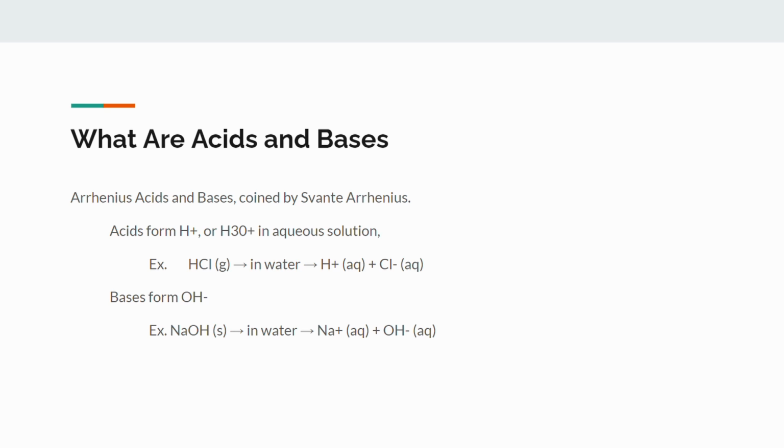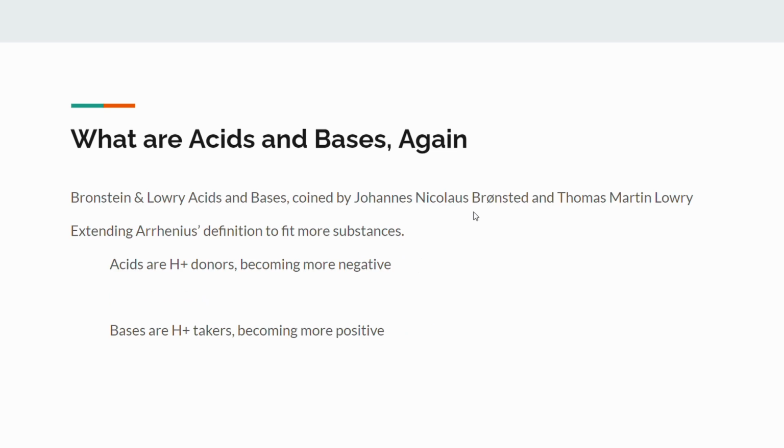Building off of these principles are the Bronsted and Lowry acids and bases, coined by Johannes Nicholas Bronsted and Thomas Martin Lowry. These took Arrhenius's principles and extended them to fit more things. So they said that acids are H+ donors and they become more negative, and they also said that bases are H+ acceptors, becoming more positive.